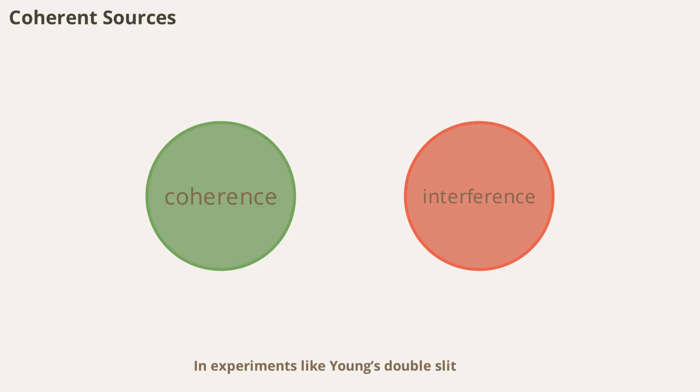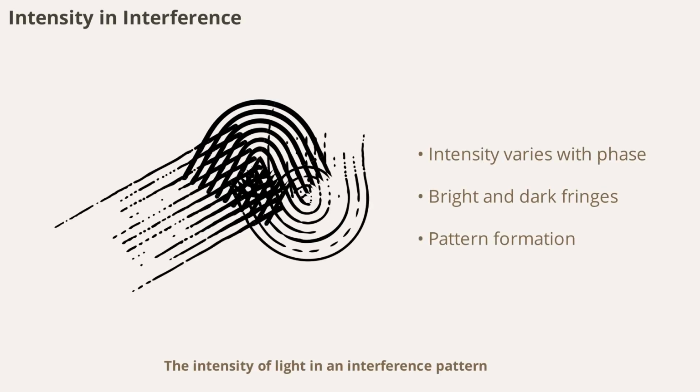In experiments like Young's double slit, coherence ensures stable and visible interference fringes. Intensity of light in an interference pattern varies depending on the phase relationship between the waves. Where constructive interference occurs, the intensity is maximum, resulting in bright fringes. Where destructive interference happens, the intensity drops to zero, creating dark fringes. This variation in intensity forms the characteristic pattern seen in interference experiments.